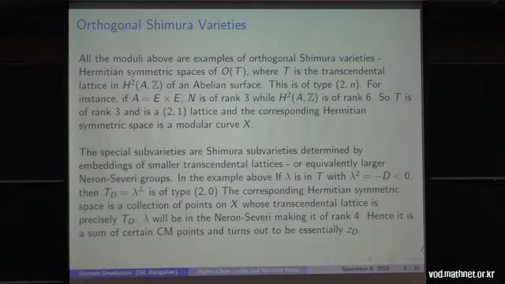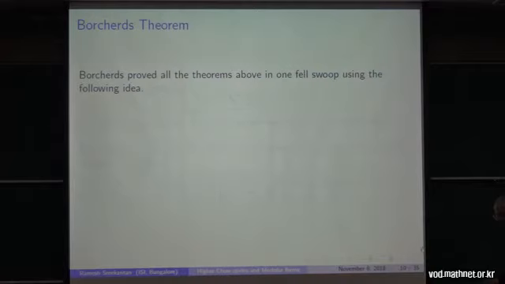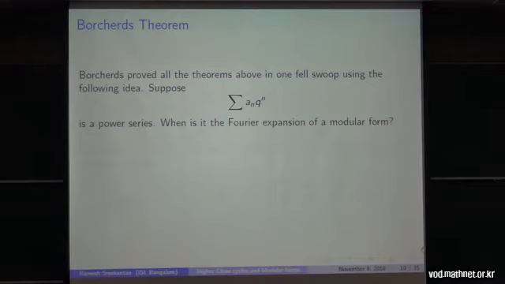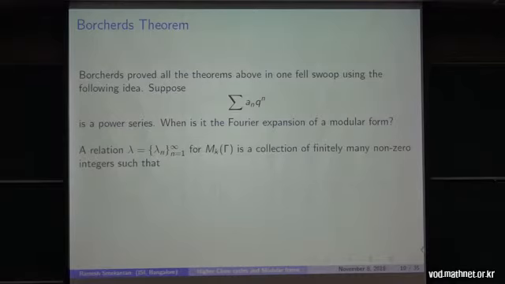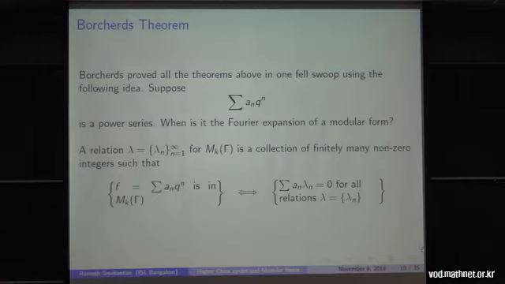So that was about 20, maybe a little over 20 years ago. Borcherds proved all these theorems in one shot with the following idea. Suppose you have a power series, where q is usually e^(2 pi i n z), so you're thinking of it as a Fourier expansion. When is it the Fourier expansion of a modular form? The idea is that you can write down a relation. A relation is just a collection of integers, lambda_n, finitely many non-zero, such that the sum of a_n q^n is a modular form of weight k for Gamma if and only if the sum of a_n lambda_n is equal to 0 for all relations lambda_n. So modular forms have this special property that you can write down these kinds of relations for them.